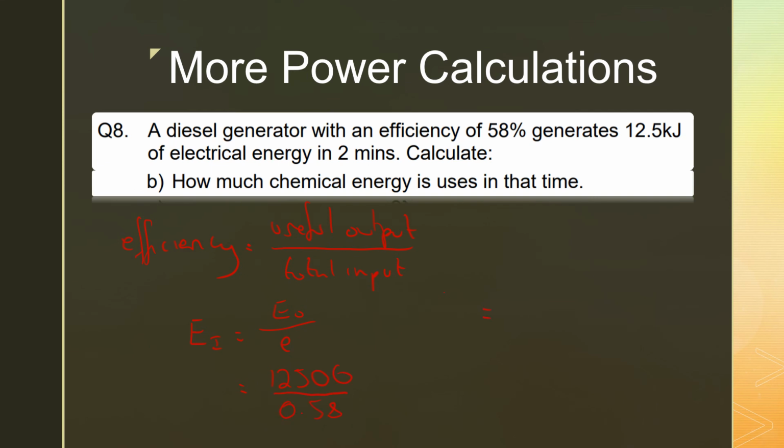Now I've run out of space, so I'm going to come over here. So that E in becomes 12,500 divided by 0.58. That is going to be 21,551.72 dot dot dot, which I'm going to round to 22,000 joules, or you could say that is 22 kilojoules. So we're putting in 22 kilojoules in that 2 minutes, and we're getting out 12.5 kilojoules.